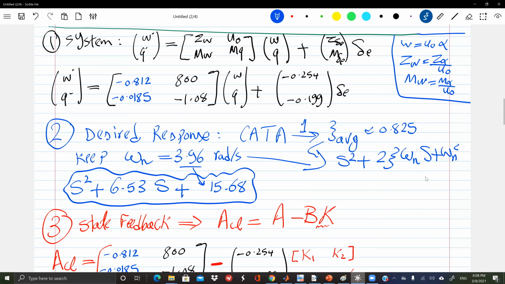Let's determine the input here. I have 2 inputs, aileron and rudder, and we need to pick one. Which one would you like to choose for controlling the Dutch roll mode? The rudder. Very good. You're going to choose the rudder because it's mainly about yaw dynamics, right? The Dutch roll mode. So I'm going to use the rudder here, which means the second column, because this is the one that is multiplying the rudder.